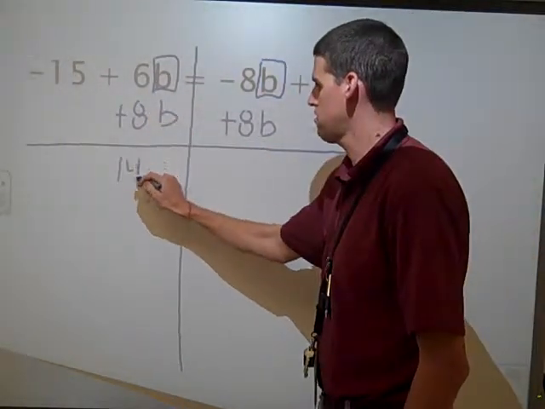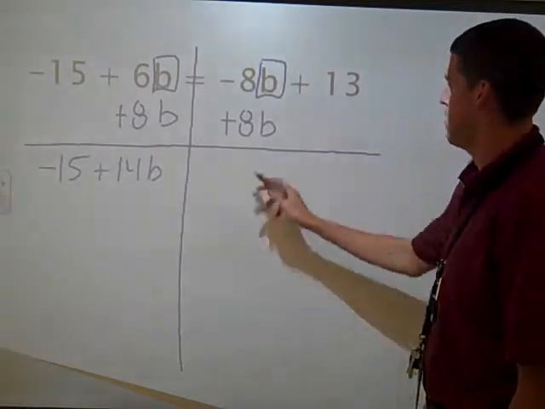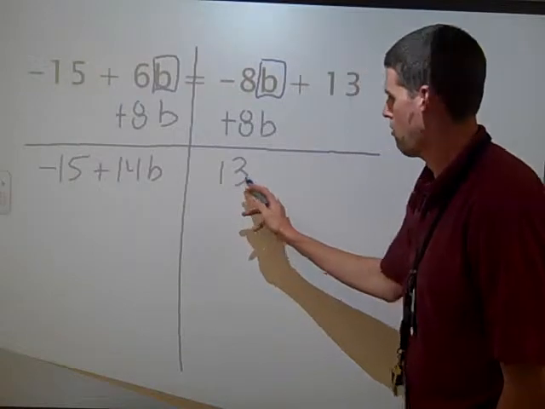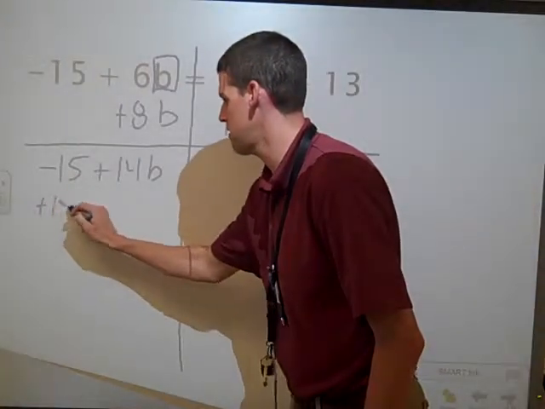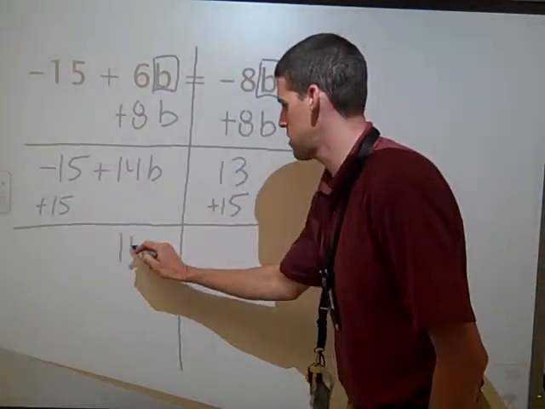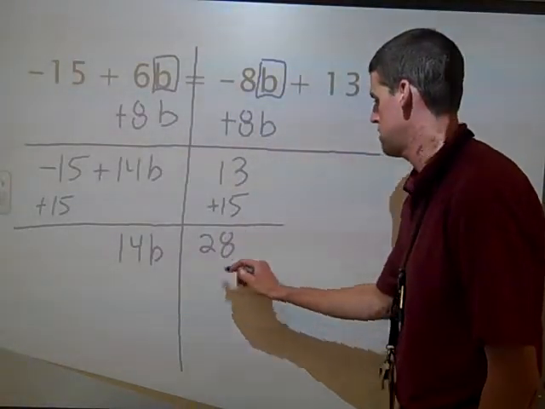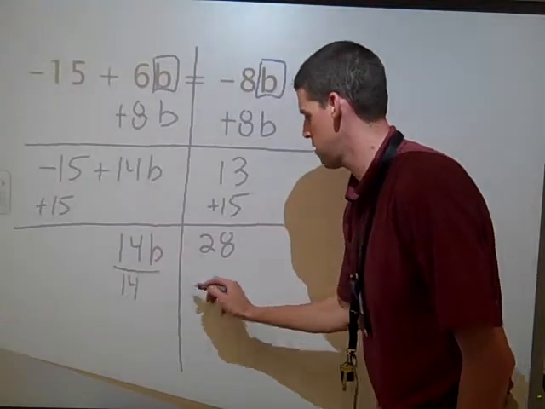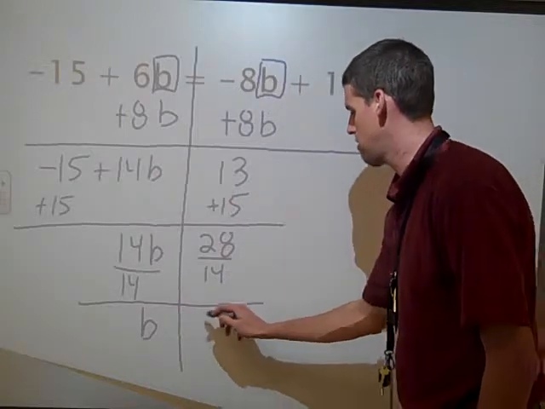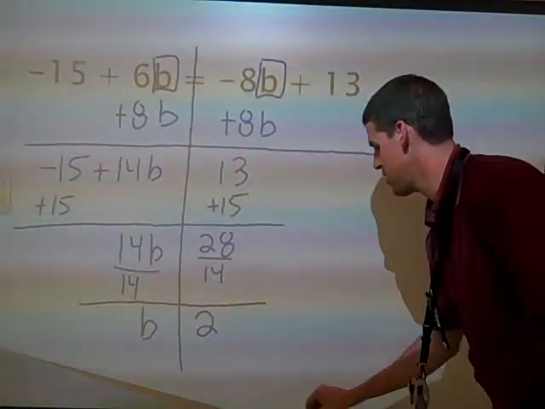6b plus 8b is 14b. Bring down my negative 15 plus. And then this is gone, cancels each other out, leaving me with 13. Let's go ahead and move my 15 over here now. So it's a negative 15, so I'm going to add 15 to cancel it out, leaving me with 14b. And the 13 plus 15 is 28. Now I can go ahead and divide by my 14 over here, leaving me with b by itself. And 28 divided by 14 is 2. 14 goes into 28 twice. So I have a value of b equals 2.